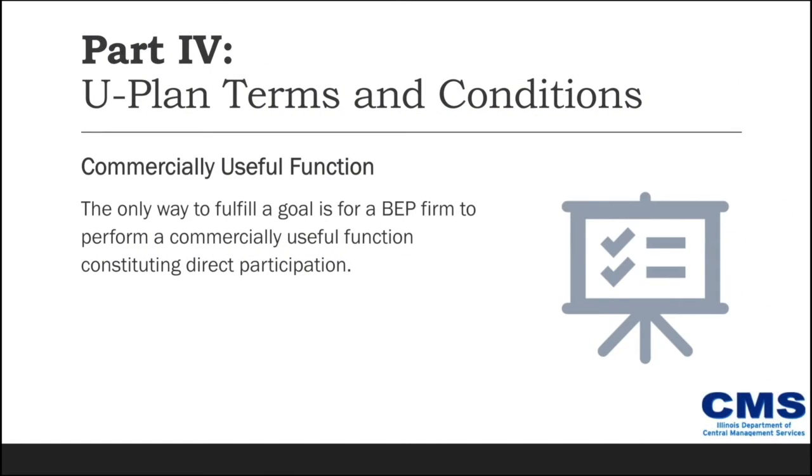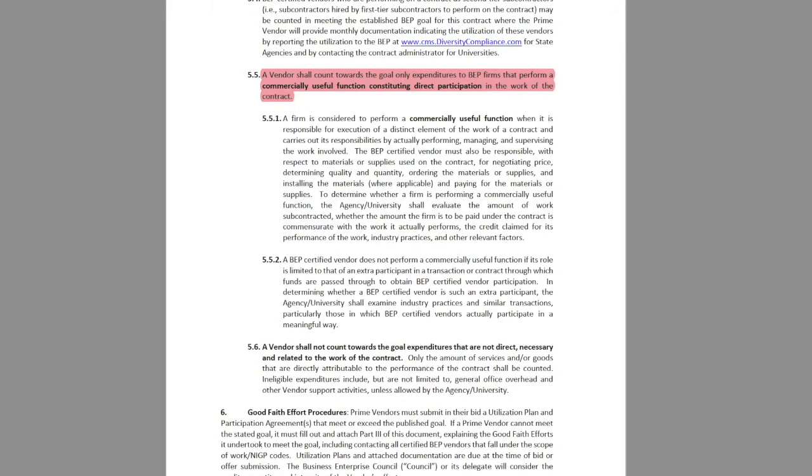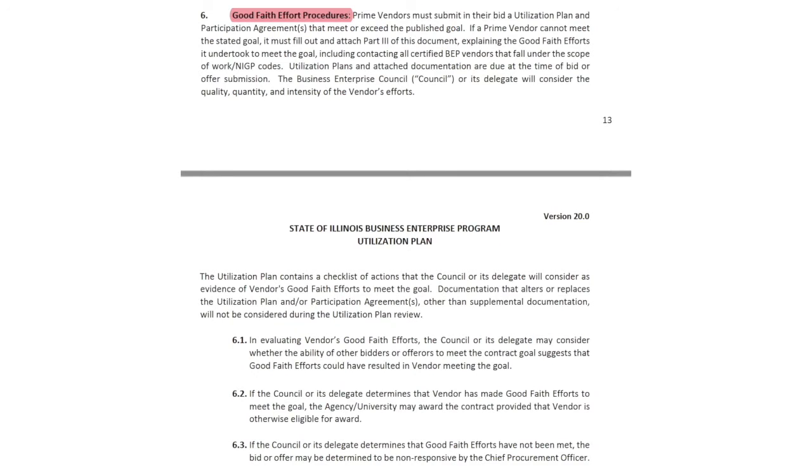But the first step to a successful U plan is reading and understanding the terms and conditions. And for that reason, we'll get started on Part 4. In Part 4, you will find important terms to note. For example, commercially useful function. To fulfill the contract goal, the scope of work performed by the BEP firm must be a commercially useful function of the contract. You will also find the good faith efforts section, which will define all the necessary requirements for a successful completion of the good faith efforts.